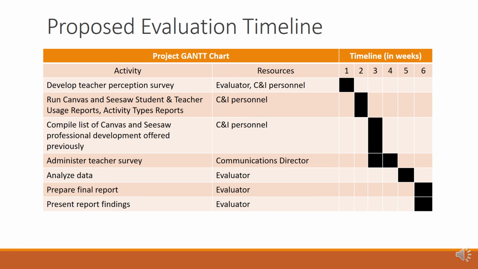So for the timeline, the first week, the evaluator and C&I personnel will develop the survey. The second week, the reports in Canvas and Seesaw will be run. The third week, the information about previous professional development will be collected. During that third week, the survey will be sent out to teachers. The fourth week, at the end of the fourth week, the survey will close. And then at the fifth week, the evaluator will analyze data, and then in week 6, the evaluator will prepare the final report and present the findings.